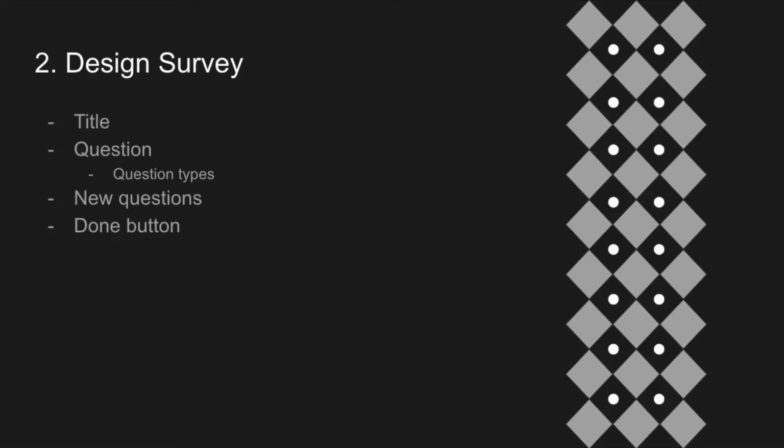The next step is designing the survey. So first you have the title, and like I said before, you want the title to be something that they'll be able to understand what they're taking. And second, we'll have the questions. There are several different question types, and you're going to pick ones based on the question itself. New question buttons are available because you're able to pick as many questions as you want to write for your survey, and everything is customizable, including the done button.